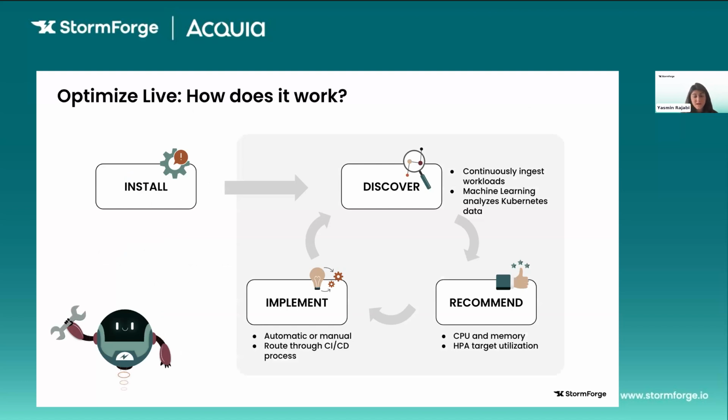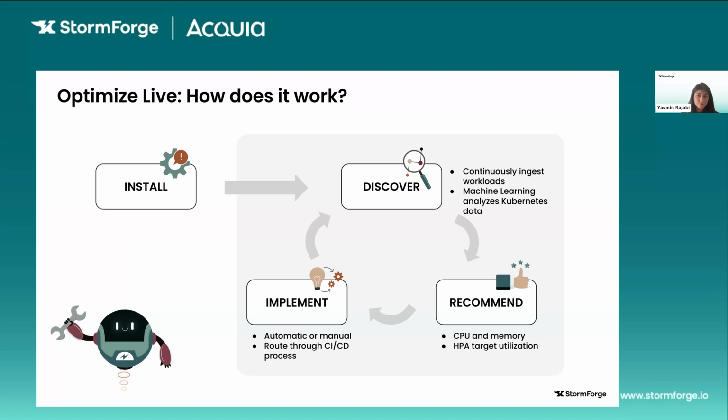So how does it actually work? We install an agent in the cluster and we discover workloads automatically, and the machine learning runs right away. We provide recommendations, and then users can implement those recommendations either automatically or through a manual workflow. Alternatively, if you want to integrate through a CI/CD process, maybe you have Argo CD, you have the ability to deploy recommendations that way as well.